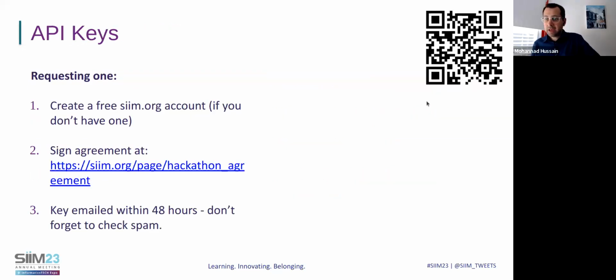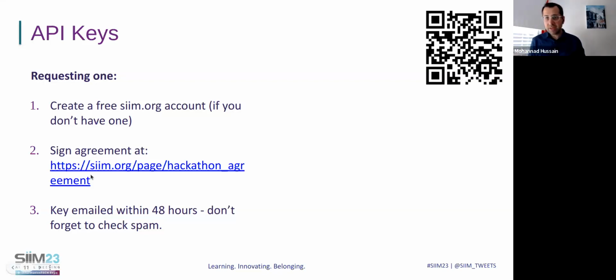I'd alluded to API keys, which is what you need to be able to interact with our servers and APIs. So if you've not gotten one, you need to sign up for an account on siim.org. It is, again, completely free to do so. You do not need to pay for a membership to use a siim.org account to request an API key. Once you've created a siim.org account, you can then proceed to the link I just posted in the chat, which you also see on my screen, to sign an agreement.